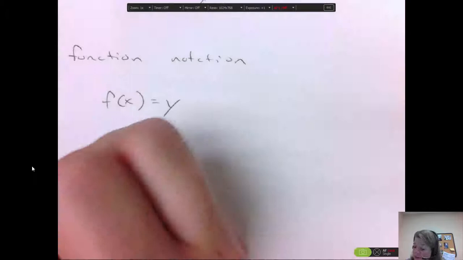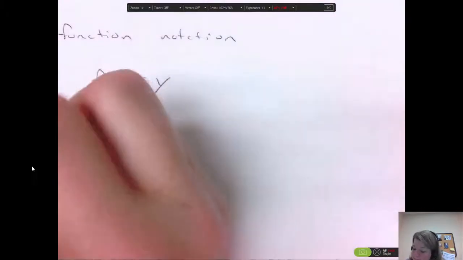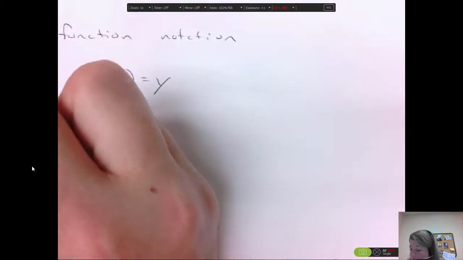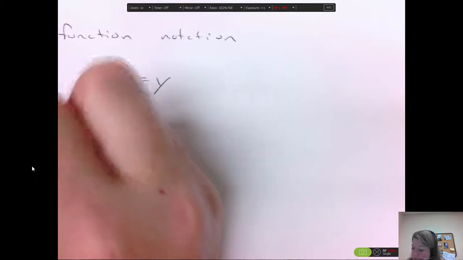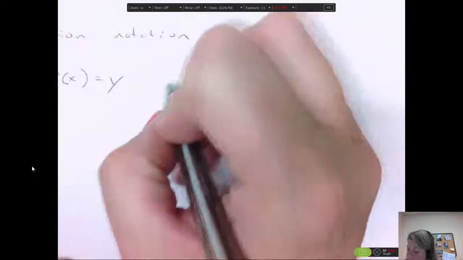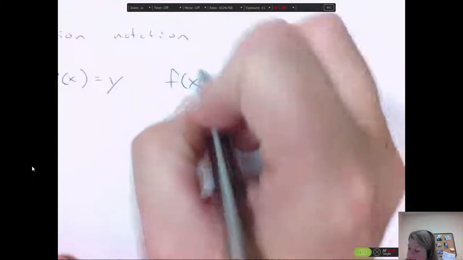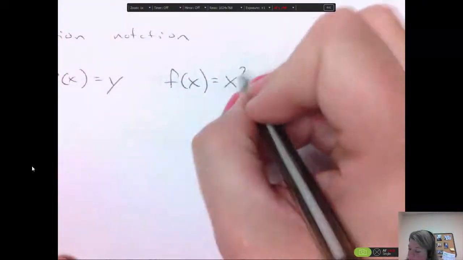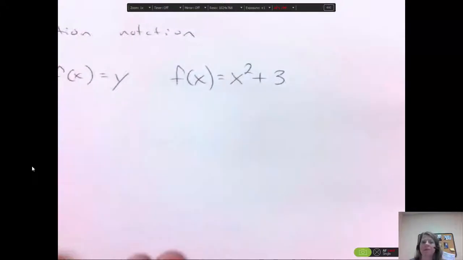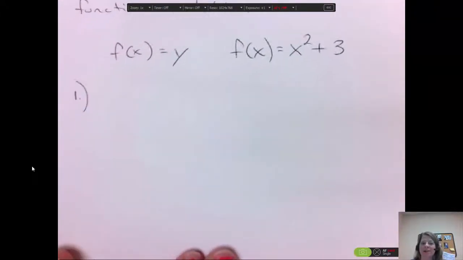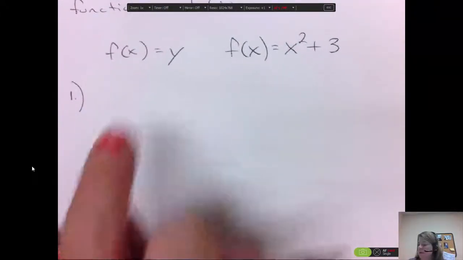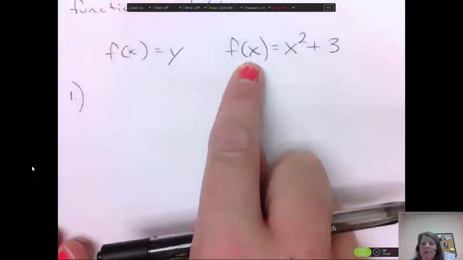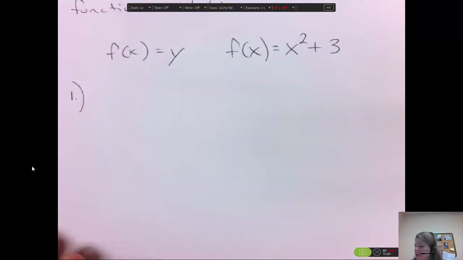So if I give you something like this, why do I have this notation? Well, here's why. If I tell you f of x is going to equal x squared plus 3, we know that's really y, but why do we use this notation? Well, we're talking about this input, output. That notation shows me input, output.